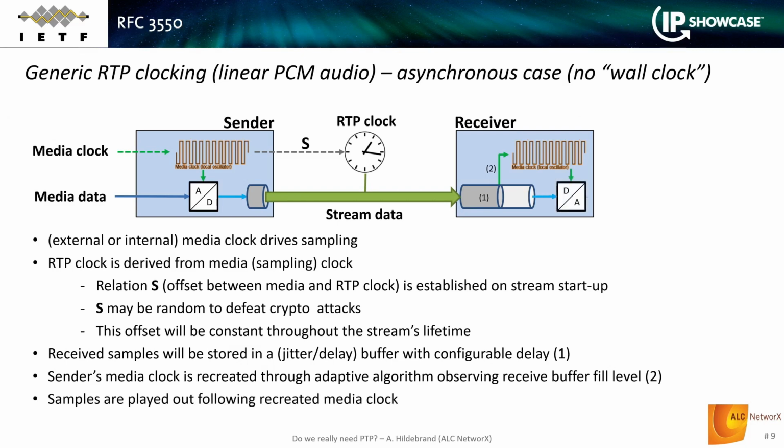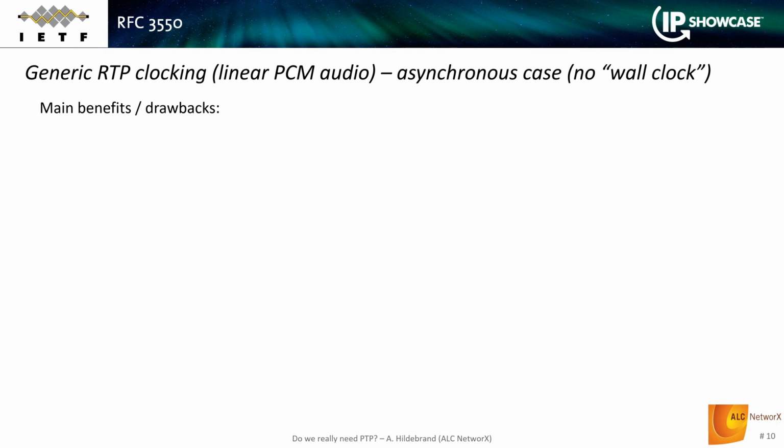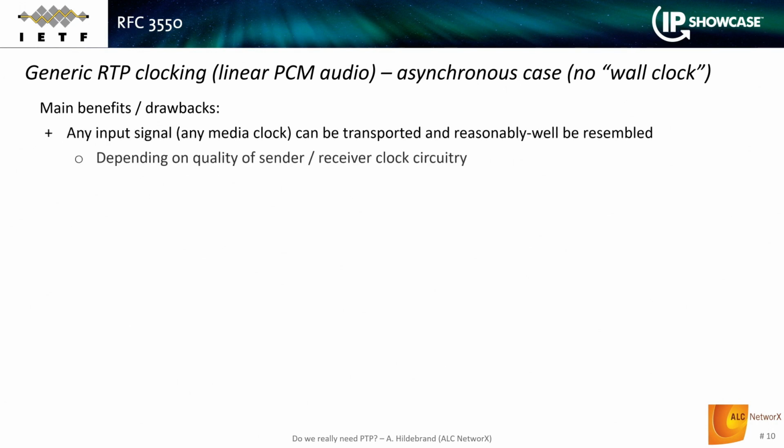And then once the media clock is adjusted, it's a permanent process, it is also used to play out the media samples from that buffer. And so by that, I have very closely resembled the media clock of the transmitter. Well, the main benefit of this mechanism is that I can use basically any input signal or any media clock, transport that inherently with the RTP stream, and it can be reasonably well resembled at the receiver, depending on the quality of the sender and receiver clock circuitry and the algorithm which observes the buffer fill level and so on.